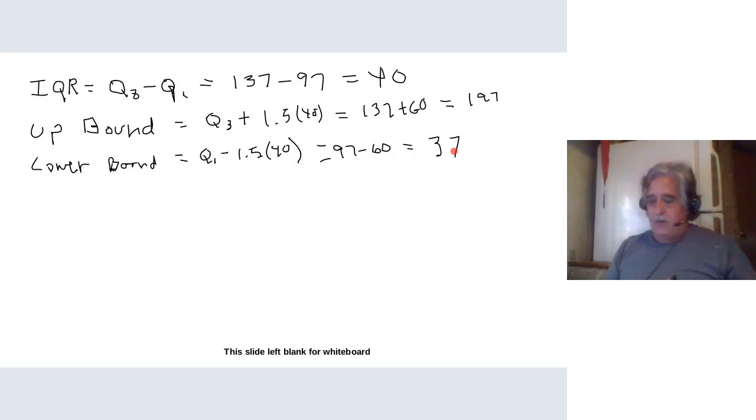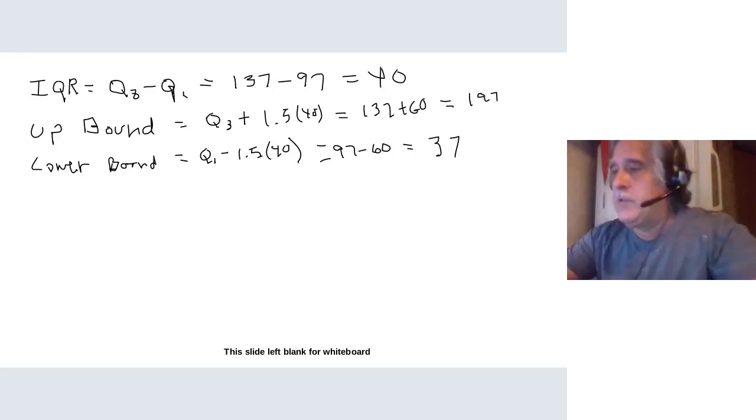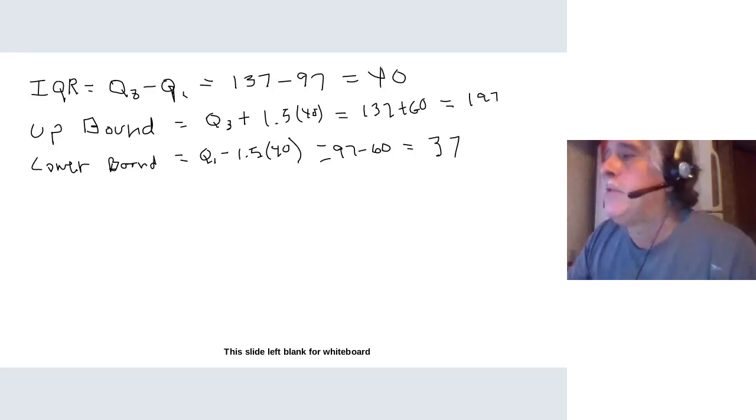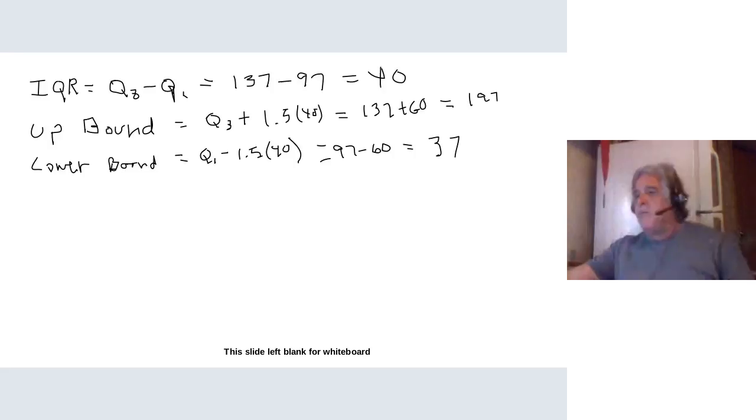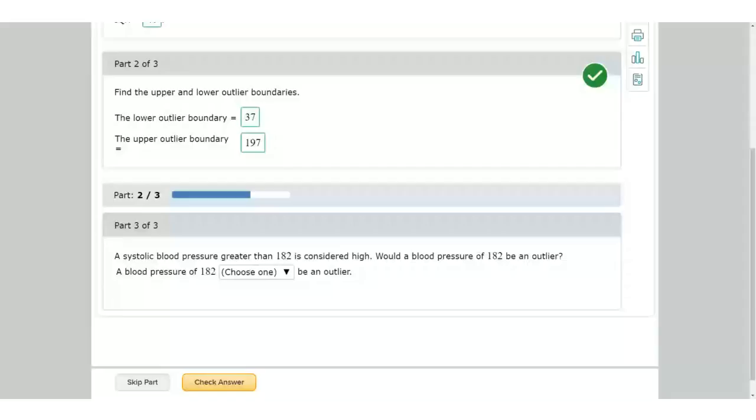But so 97 minus 60 is 37. All right, so then we can put those in there, 97 and 37, and I'm going to move on to the next part. Oops, I had them backwards. Don't do that. All right. So let's go and then rebroadcast. And I calculated the upper boundary first and the lower boundary second. So when I put them in, I got an error that first time. So you can't do that. But that's why they give you a couple of attempts to do it.